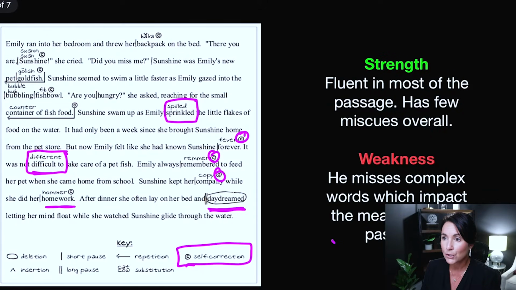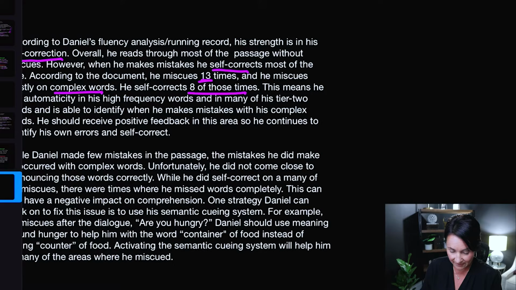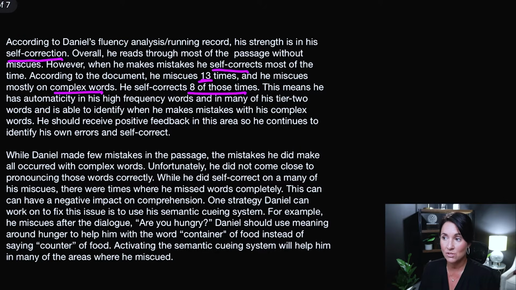Again, I am being specific. 13 times means I counted how many times are in there. He self-corrects 8 of those times. Now, I might even make this even better. I might even say something like, for example, on the word goldfish, he miscued and then self-corrected. On the word sunshine, he miscued and then self-corrected. You can even go as specific as that. But the fact that I said he miscues 13 times and self-corrects 8 of those times, that is specific enough for this task.